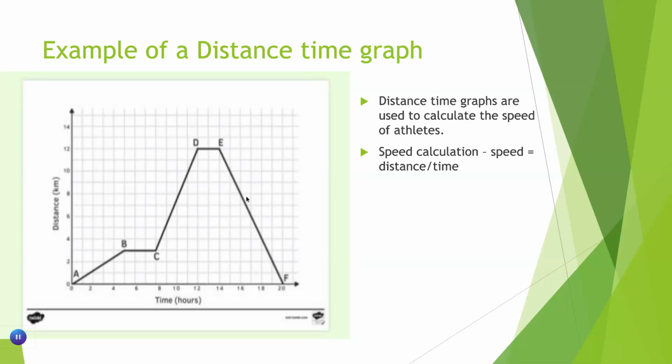Finally, from E to F, the runner turns around and starts going back where they originally came from. The athlete goes the whole 12 kilometers back in 6 hours. So now we do 12 divided by 6, which is 2 kilometers an hour. So using the distance time graph, we can gather when the runner has been running and how fast.